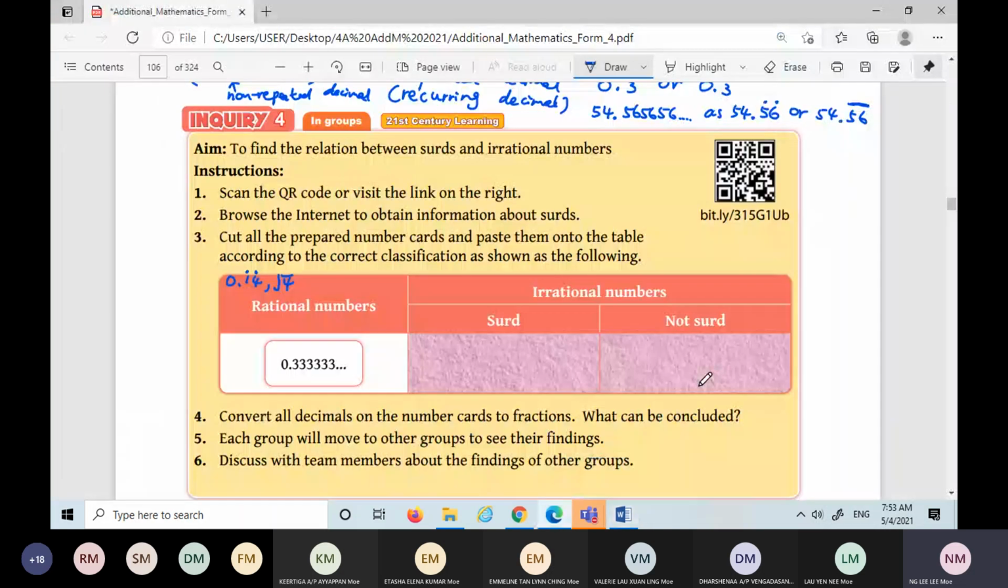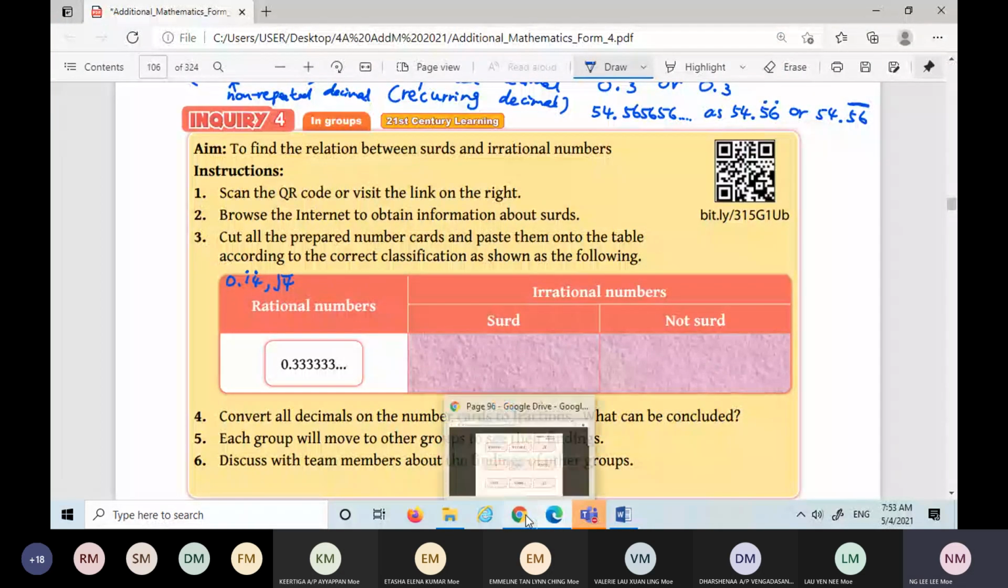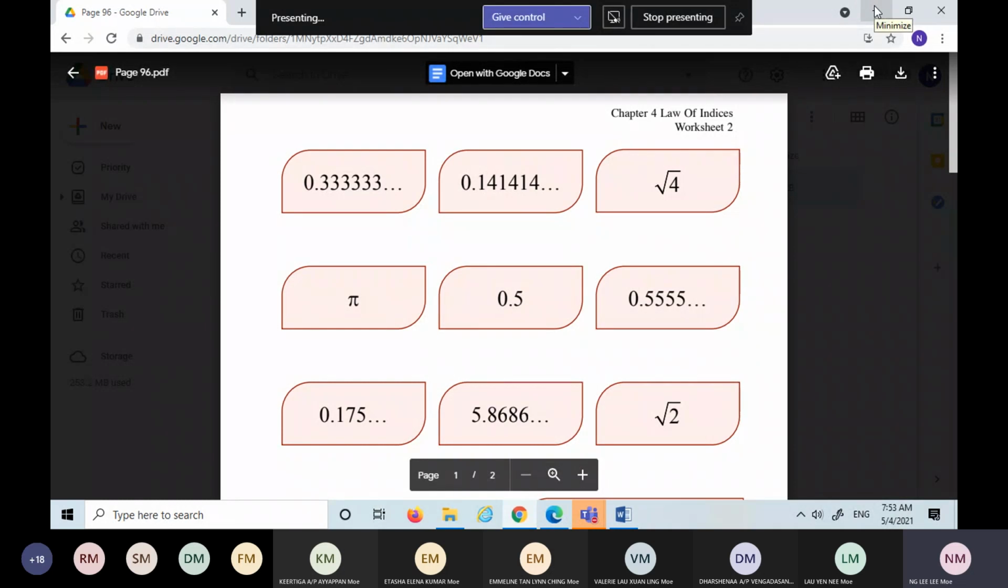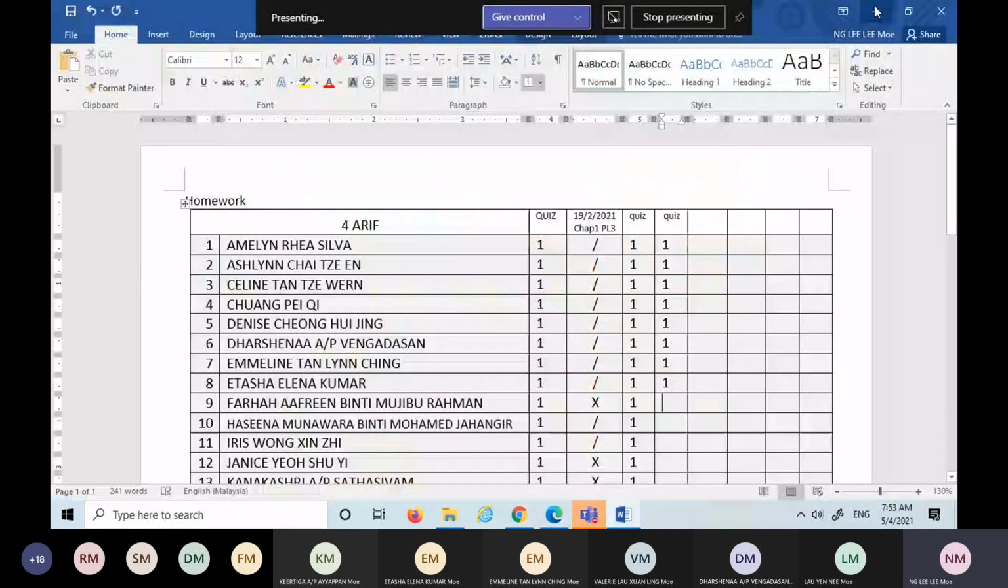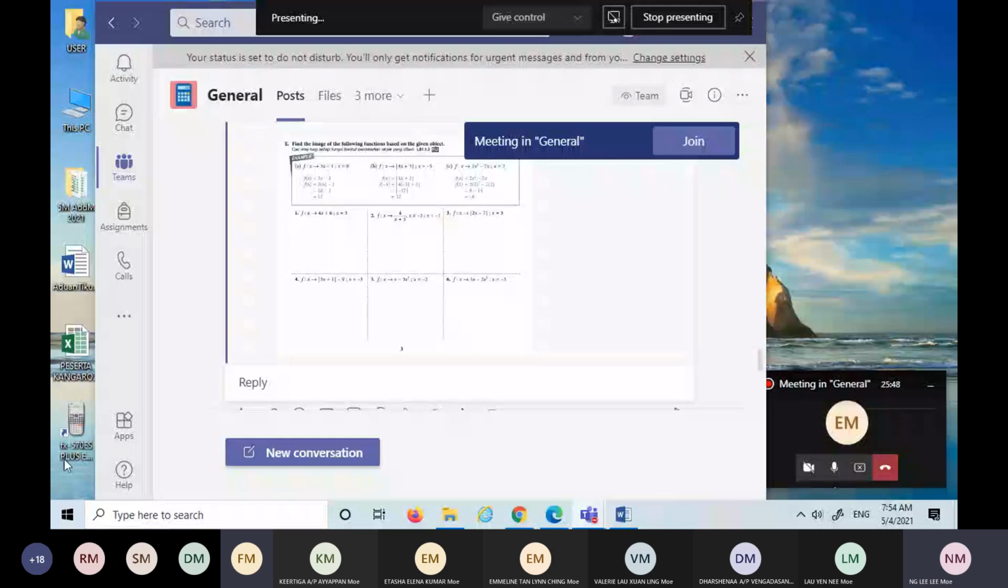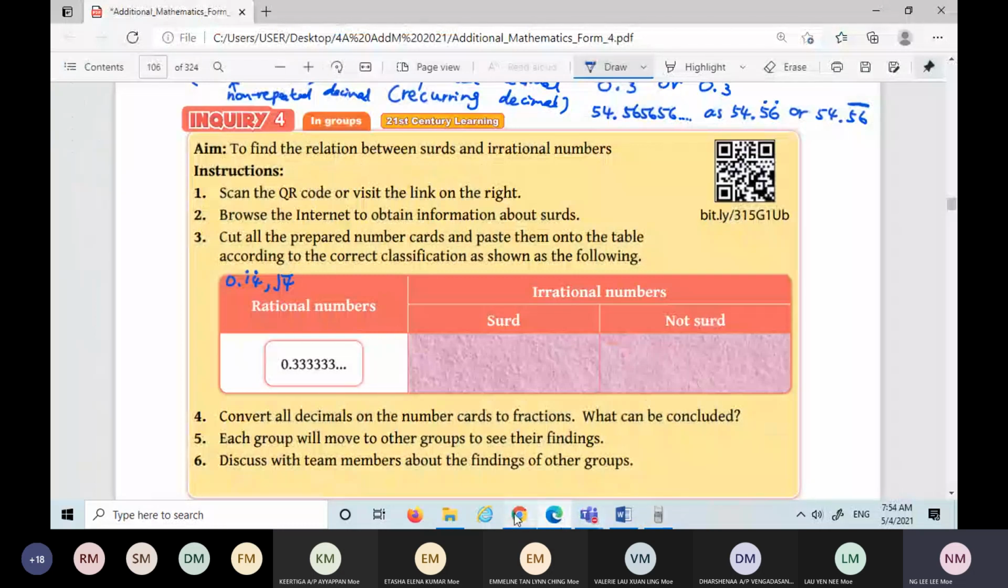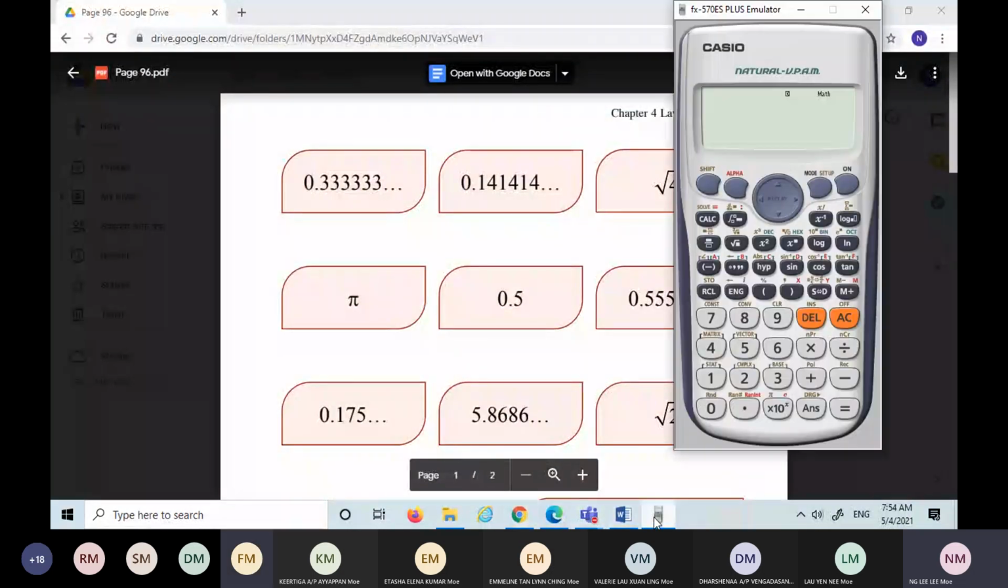Okay, Farha. Yes, teacher. Okay, how about pi? If you're not sure, let us try. Press the calculator. I have to find my calculator. Okay, where is pi? This is shift, is it?